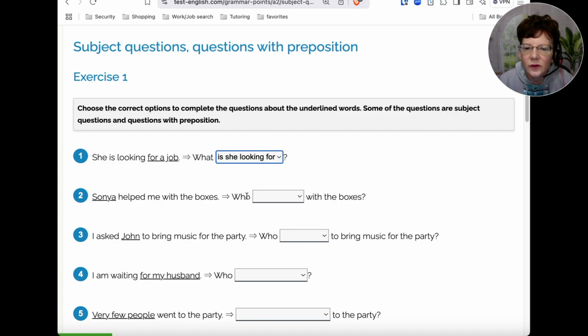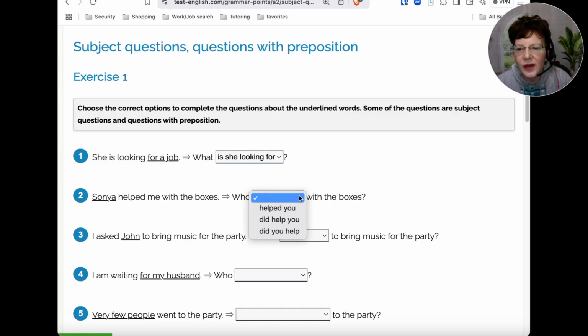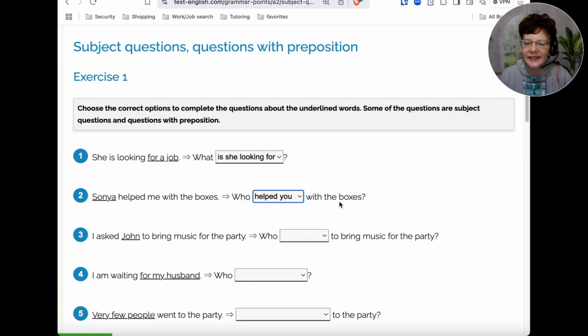So, "Sonia helped me with the boxes." Okay, so who with the boxes? Helped you, did help you, or did you help? All right, so we want the first option, right? Who helped you? So we're asking about the subject. So, who helped you with the boxes?